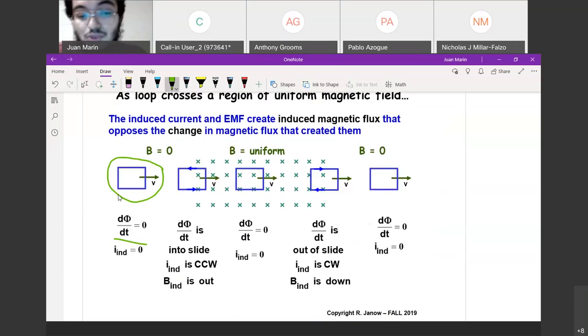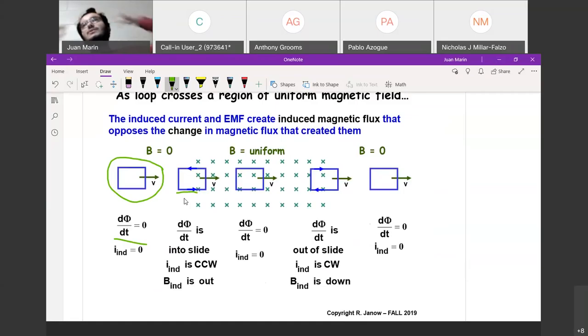So let's review. We talked about how flux changes, where it's not constant. You know that flux in a uniform magnetic field, if it's outside of a magnetic field and the area is constant, is going to be zero. So dΦ/dt is zero, and there's no EMF.